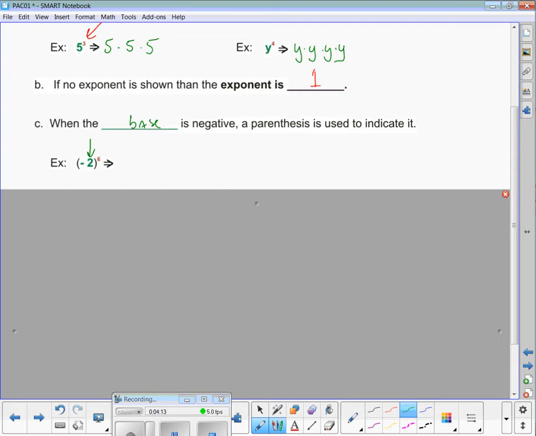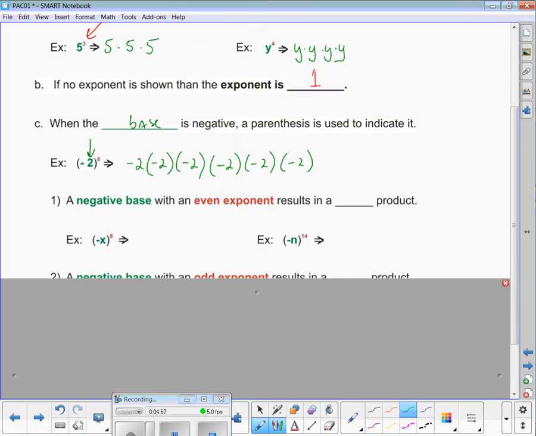Now, it matters whether or not the exponent is even or odd. And we'll talk about that in a minute. But let me show you what we have here. Really, what we have is a negative 2, that's 1, times a negative 2, that's 2. Times a negative 2, that's 3. Times a negative 2, that's 4. Times a negative 2, that's 5. Times a negative 2, that's 6, right? Negative 2 times itself, how many times? 6 times. Why 6? Because the exponent was 6. So you should be writing negative 2, parentheses, negative 2, parentheses, negative 2, parentheses, negative 2, parentheses, negative 2, parentheses, negative 2, right? Negative 2 times itself 6 times.